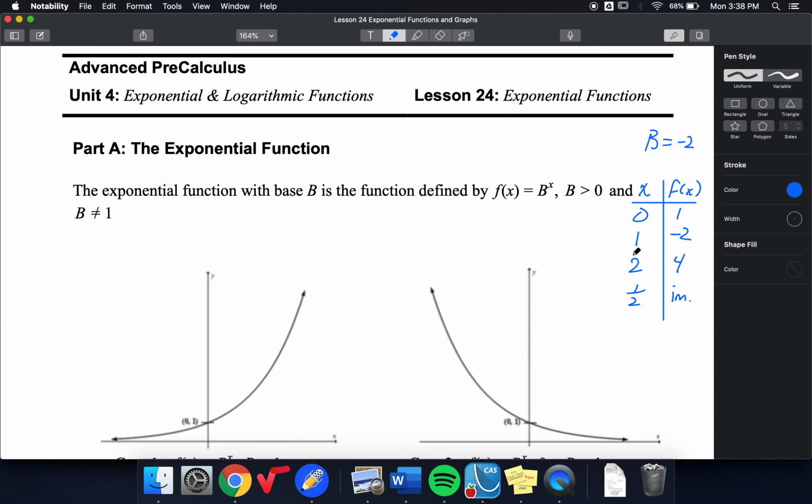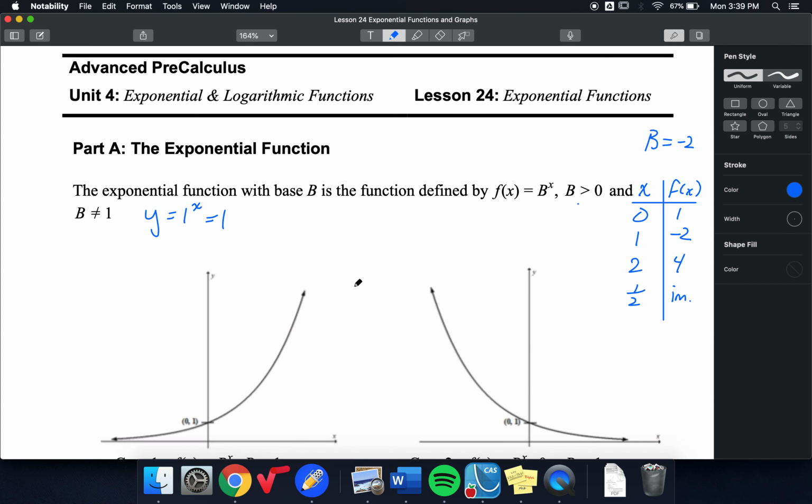And if I'm thinking about how I'm going to graph this, it's points that are oscillating between positive and negative and imaginary. So this is not a function because it's not going to be continuous. It's not going to have points that all connect. So the base has to be positive. Furthermore, to be an exponential function, the base can't be 1. And if I think about y equals 1 to the power x, well, that's just 1. That's a horizontal line, not an exponential function.